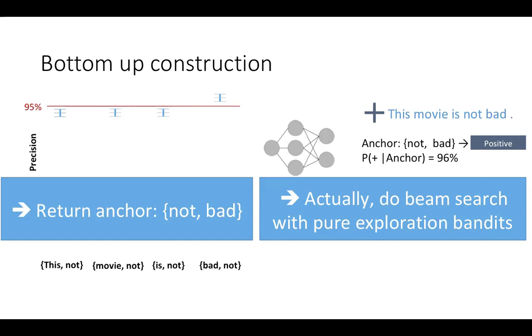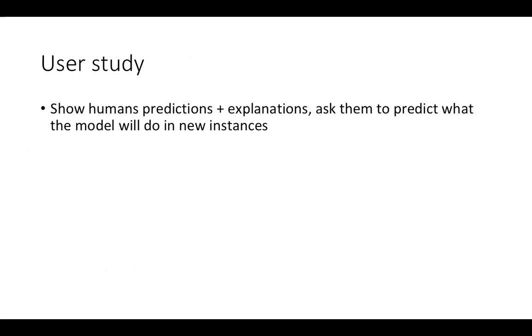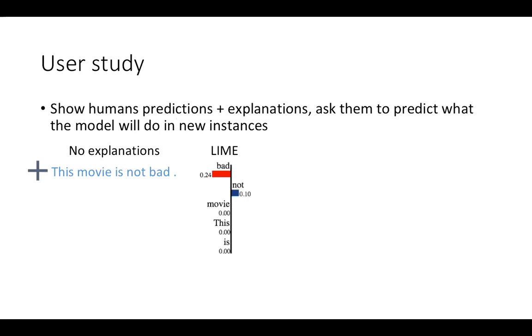So finally, they also do some user study and see the results of this anchor-based approach. They show human predictions plus the predictions that they obtain plus explanations and ask them to predict what the model will do in new instances. Okay. So they will show you the prediction and then give you the explanation, and then ask the user what the model is going to do given a particular new instance. Say in one case, they will give no explanations and ask what the model is going to do. In another case, they will give the line explanations. Okay.